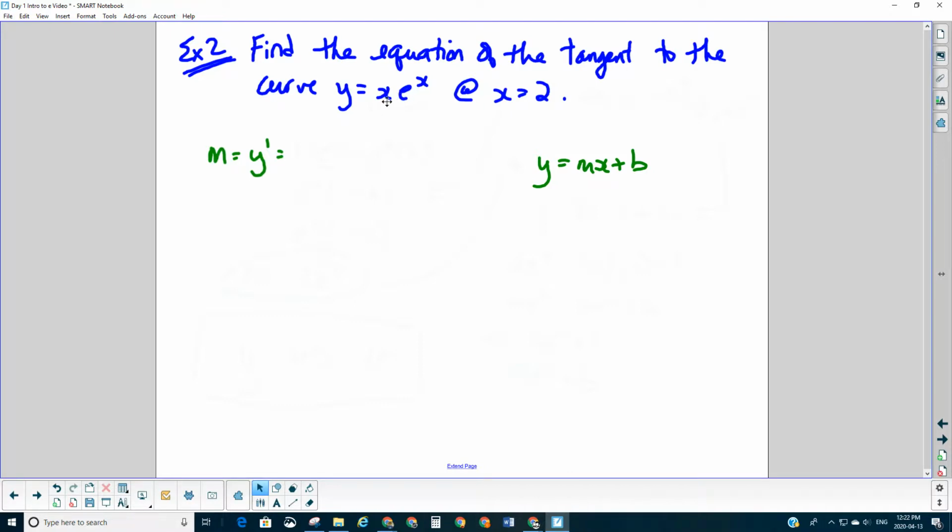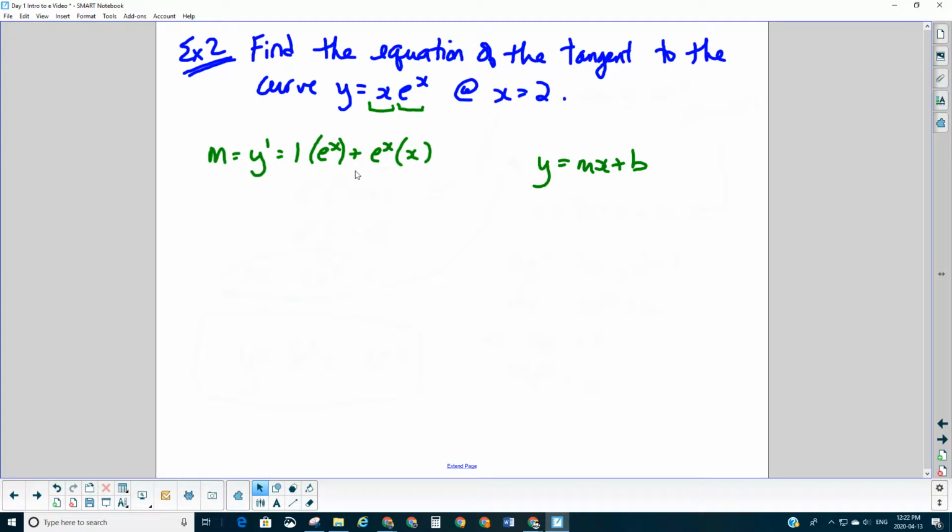What I see here is actually a product rule. I see the first function is a linear function, and the second function is the exponential function. So I have to use the product rule: derivative of the first times the second plus the derivative of the second times the first. What's the derivative of the first? Well, the derivative of x is just 1, times the second, e to the x, plus the derivative of the second, which is e to the x, times the first, which is just x.